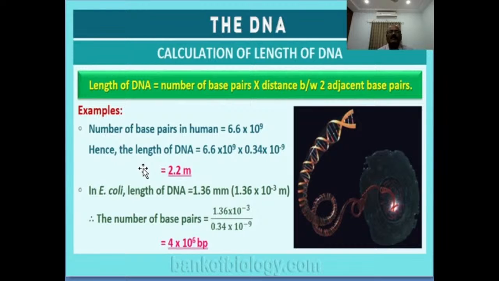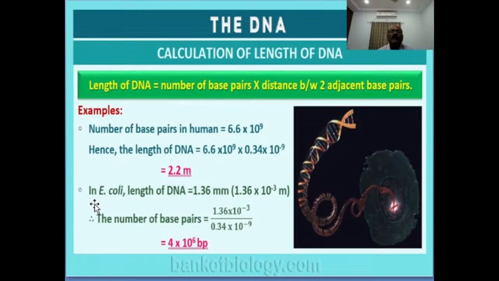So the cell is microscopic. We can't observe a single cell with our naked eye. But in that single cell, a 2.2 meter length of DNA is there. That means the DNA is a highly twisted structure. That twisted DNA is located in a cell.